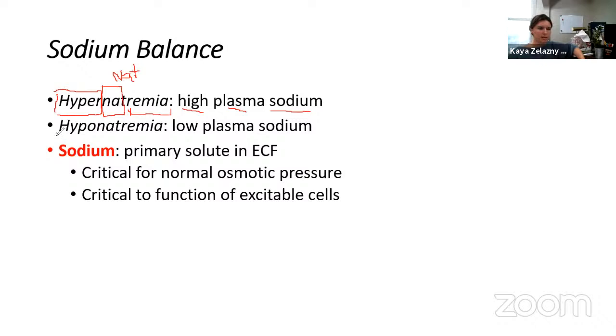Hyponatremia is just the opposite. So hypo meaning low. Here we have our sodium in the middle. And here we have our indication that we're talking about blood.